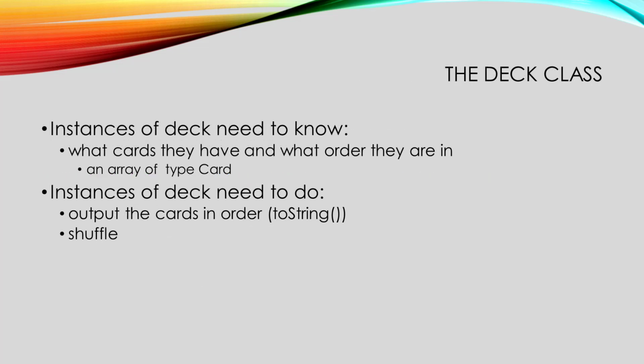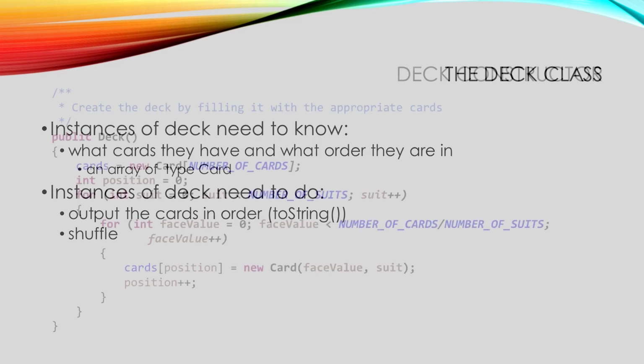Now that we have our Card class finished, we can use it to help us build a class holding the entire deck. When we think about the deck, the only thing it needs to know is the cards it holds and what order they're in. It will do that by having an instance variable that is an array of type Card. For now, our Deck only has to be able to do 2 things: have a toString that outputs the cards in order, and shuffle the cards.